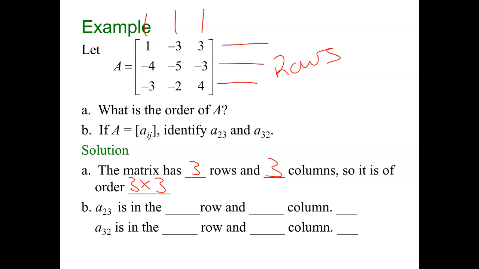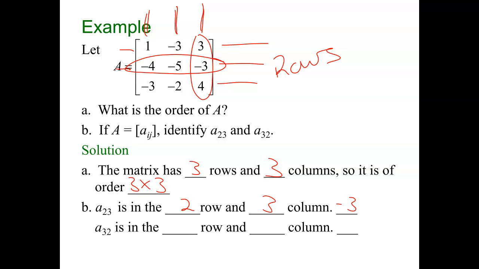Now, a sub 2,3 is talking about the element in matrix A that is in the second row and the third column. Second row, third column. So, first row, second row. It's going to be one of these. First column, second column, third column. So negative 3. Second row, third column.